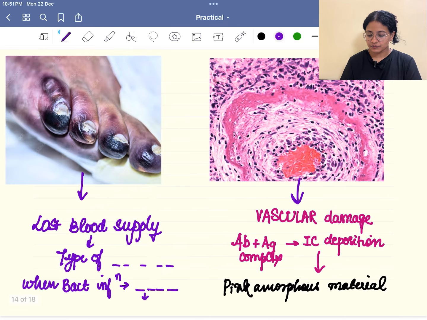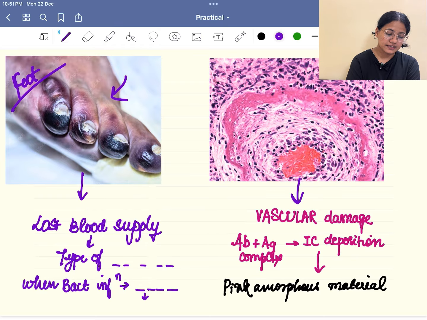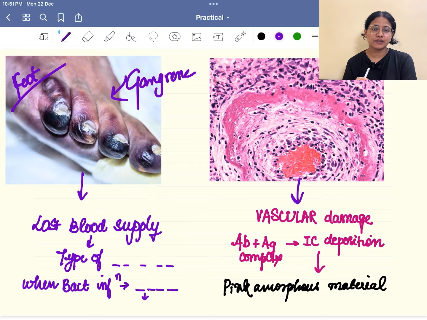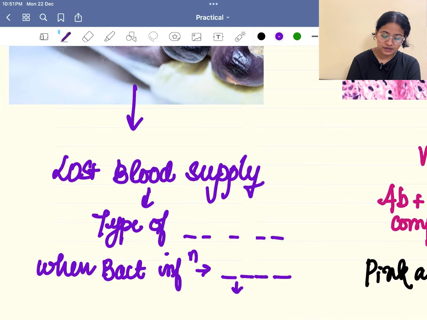Coming to the next one, which is this. Can you identify grossly what this is? This is a foot, of course, a lower limb. Because of decreased blood supply, it has gone into gangrene. Okay, so if I say that there is an ischemic injury, the blood supply has stopped, what type of necrosis is it? We've already discussed it before. It's a type of coagulative necrosis.